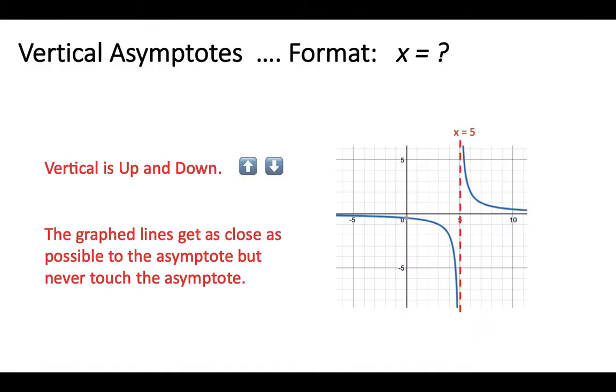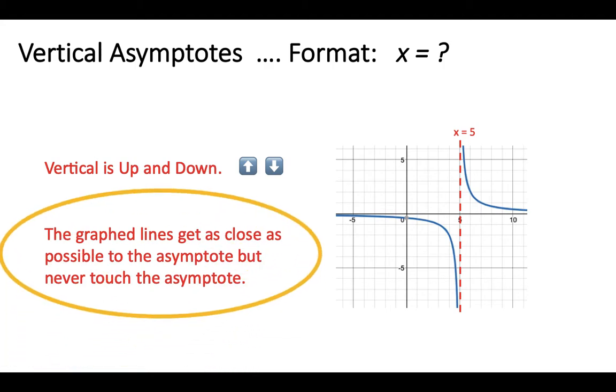All right, so a vertical asymptote is always in the format of x equals some number. So in this case, x equals 5. Remember, too, that vertical means up and down. So it's always going to be x equals all the values for x on the graph. And the graphed lines will get as close as possible to that asymptote, but never touch that asymptote. That's the definition of an asymptote. So that's super, super important.